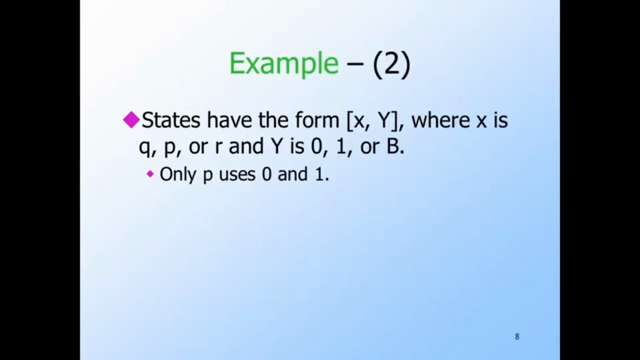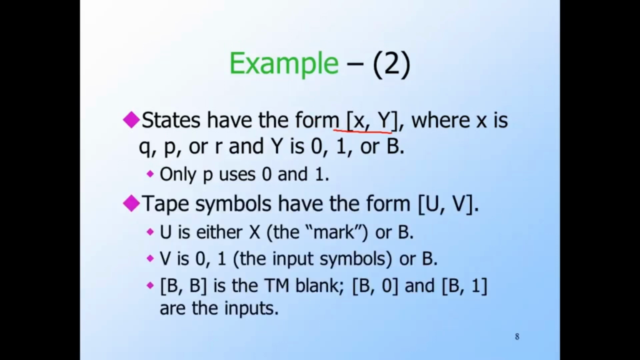A state is a vector of the form little x, capital Y. Here little x is Q, P, or R, one of the control states, and Y is the cache component. Its values are 0, 1, or B. Incidentally, we shall see that the only state P uses 0 or 1 in the cache. The other 2 states just have the blank in the cache. Thus there are really only 4 states. Tape symbols will be vectors UV. The first component represents the marking track, so U is either X, the mark, or a B, which is no mark.